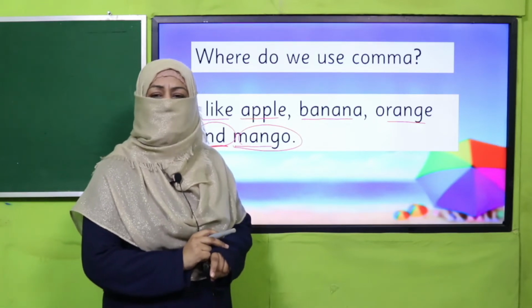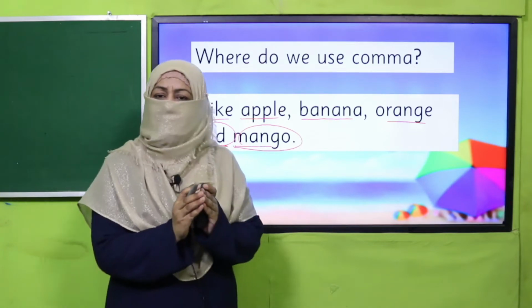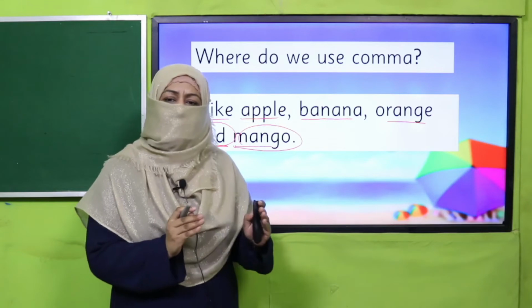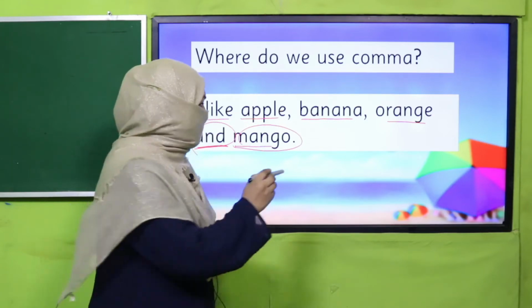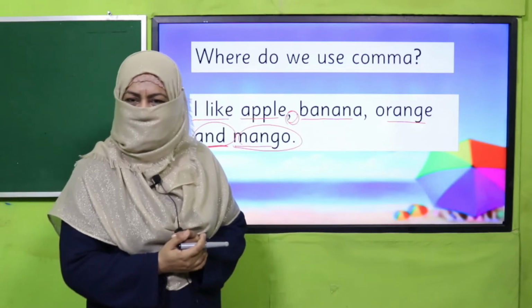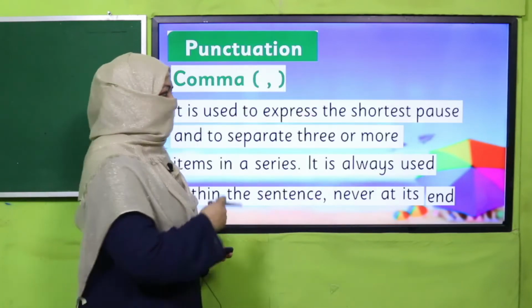So this is the first use of comma which we are learning today. Whenever there is a list of things we are writing in a sentence, to separate them from one another, we put this mark which is called comma. Are you clear? Are you sure? Okay. So let's see what your book says about it.